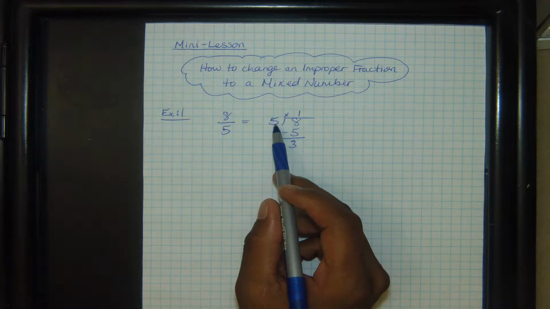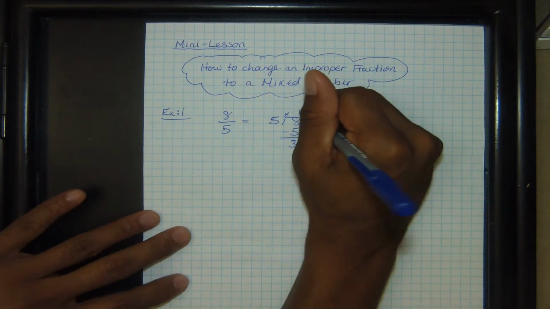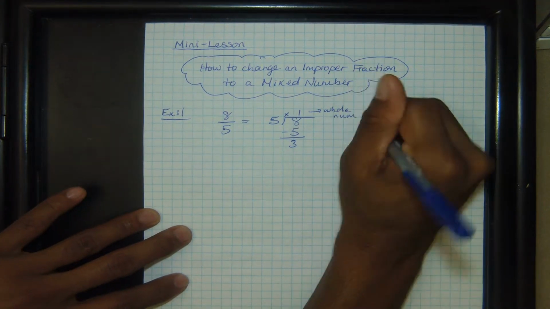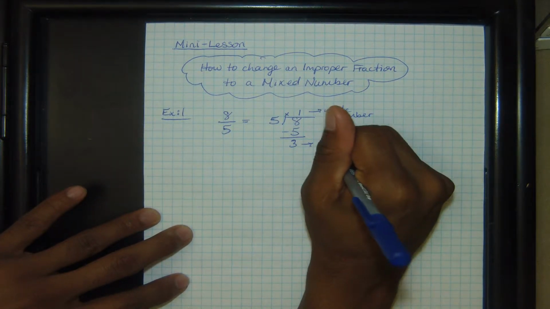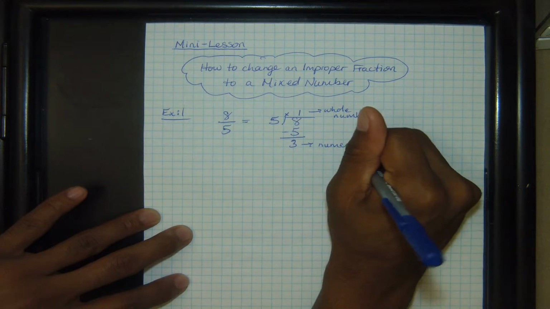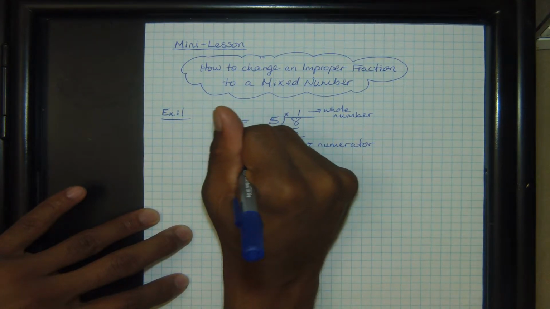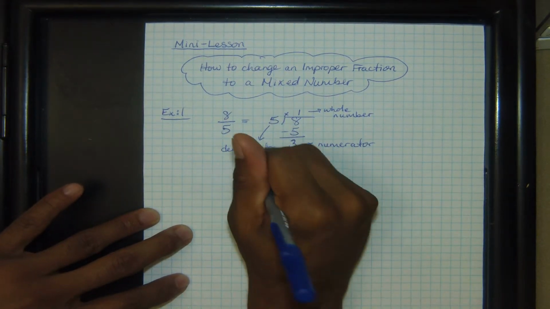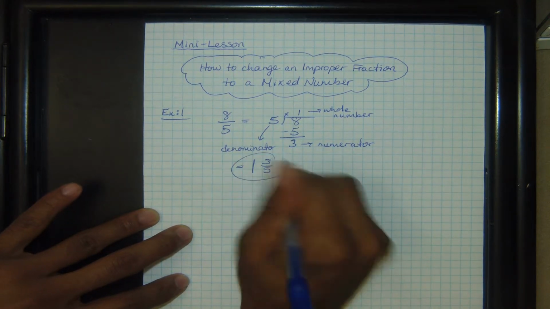We determine at this point, we can see that 5 doesn't go into 3 because 5 is too large. So at this point we can stop. This 1 is the whole number part of our mixed number. The 3 is the numerator part of our mixed number. And the 5 is the denominator. Okay, so when we write our final answer, we write it as 1 3/5. So 1 and 3 over 5.